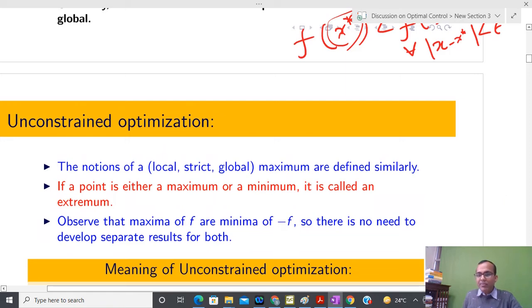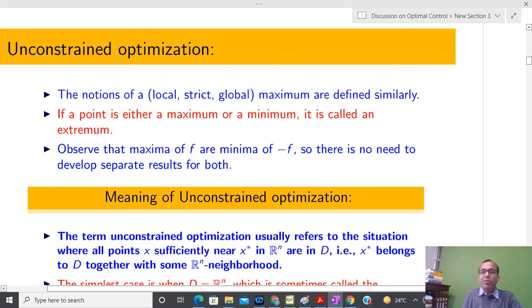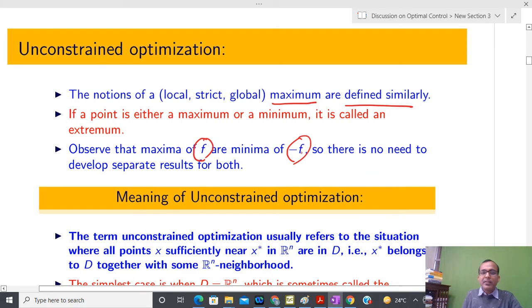The notions of local, strict and global maxima are defined in a similar way. If you are talking about minima of f, then in order to talk about maxima you can just take -f. Due to that, most of the time people do not develop separate theories for maxima and minima, because one is obvious from the other. If a point is either a maximum or a minimum, we talk about an extremum and an extremization problem.